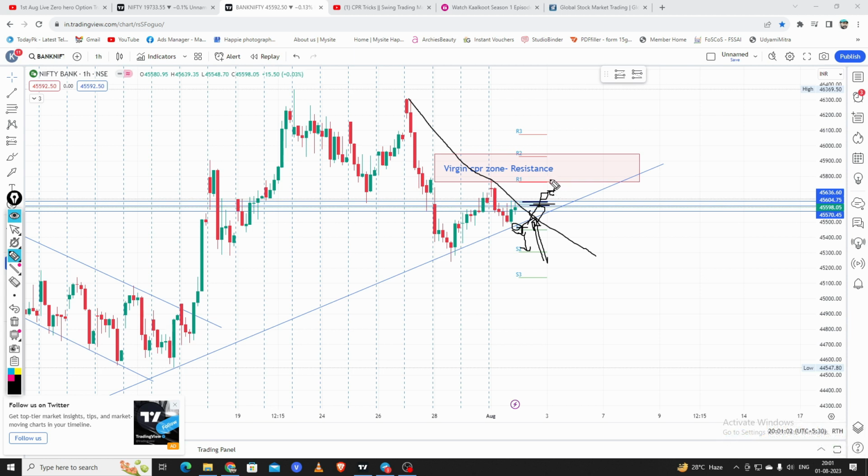I don't think it will break the virgin CPR, this complete level here, because it will act as a major resistance for Bank Nifty. If in case it is breaking the R1, just quickly scalp onto R2. From here again it will drop down. So it will be like a sideways market, but it gives nice movement because it is average CPR.